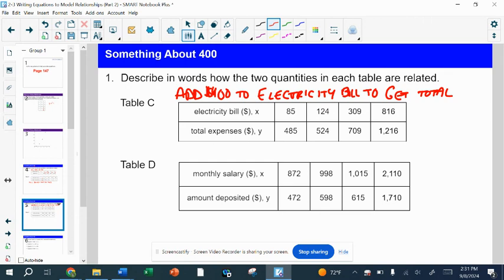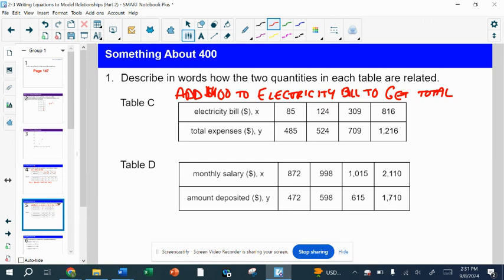And some people get that money as an actual check and they keep some money out and they only put some of the money into the bank. So let's figure out what's happening here in this table. The monthly salary for the first person was $872 and they deposited $472. Second person was $998 and they deposited $598. Third was $1,015, they deposited $615, and the fourth was $2,110, they deposited $1,710.